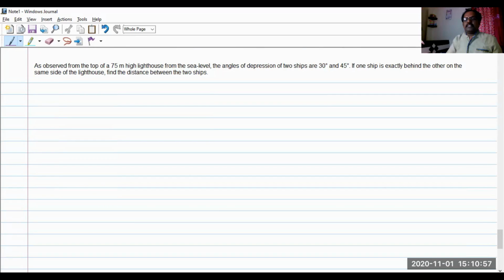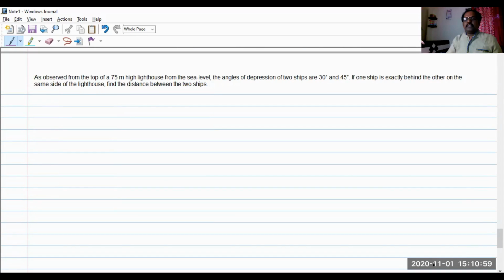Now the question is: as observed from the top of a 75-meter high lighthouse, from the sea level, the angles of depression of two ships are given as 30 and 45 degrees. If one ship is exactly behind the other on the same side of the lighthouse, find the distance between the two ships. So let's try to draw the diagram with the help of the given information.